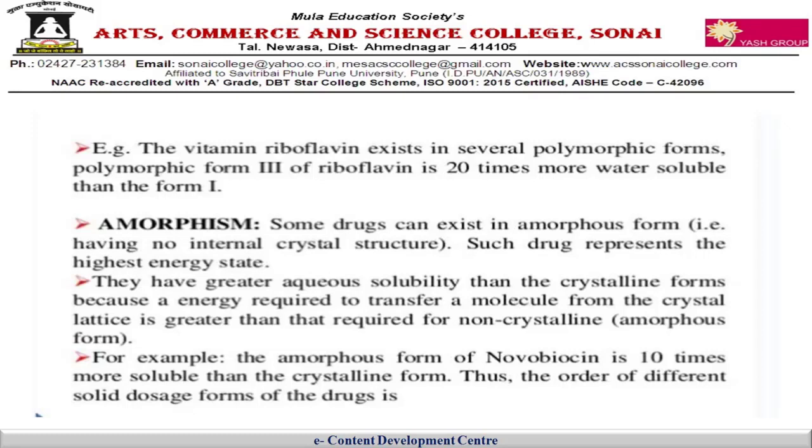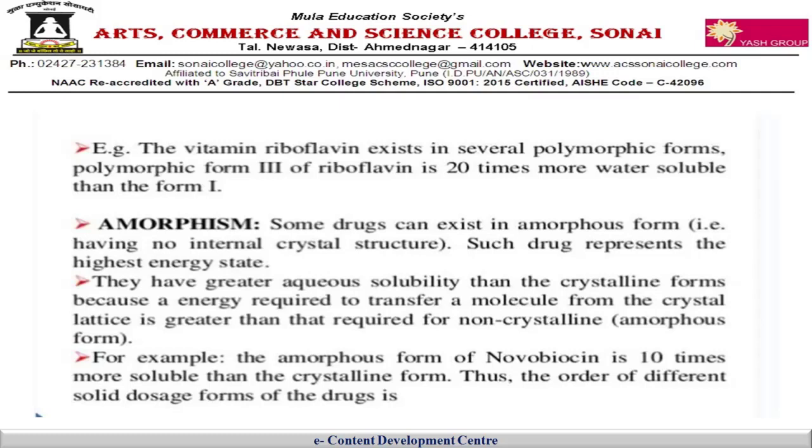So next, amorphism. Some drugs can exist in an amorphous form, that is, having no internal crystal structure. Such drugs represent the highest energy state. So next, they have a greater aqueous solubility than the crystalline forms, because the energy required to transfer a molecule from the crystal lattice is greater than that required for non-crystalline, that is, amorphous form.